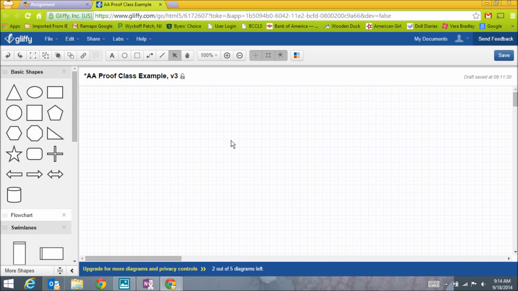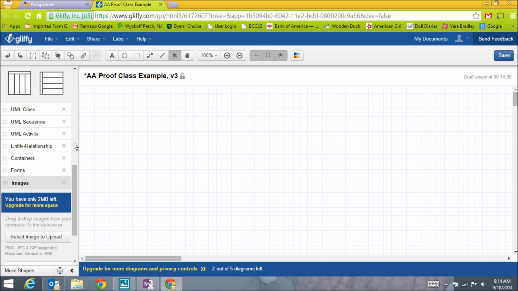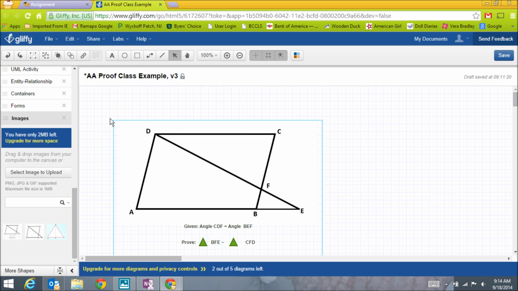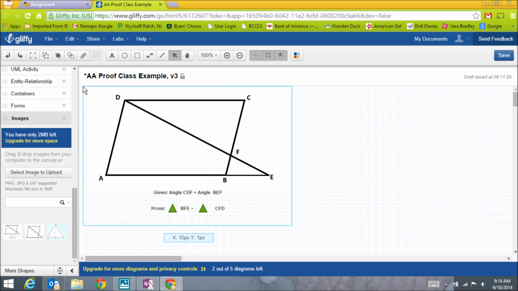So when I had posted the Prezi tonight, I also had attached an image. And on the sidebar here in Gliffy, these are going to be all the different shapes and tools that we're going to be able to drag into our Gliffy diagram. If you scroll all the way to the bottom, you can click on Select an Image to upload. There's where I would upload that image of the diagram. I've already uploaded it into Gliffy, and I'm just going to drag it right on in.